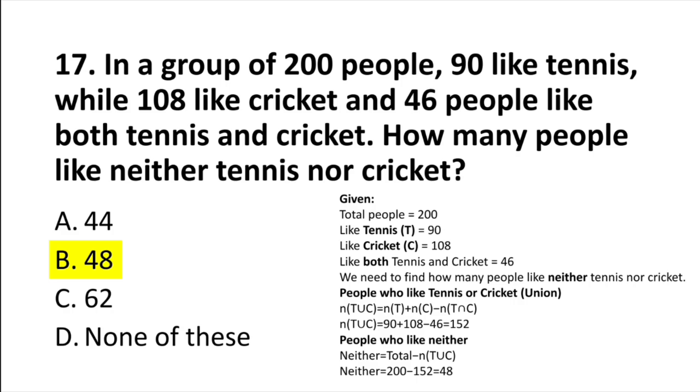Now coming to the people who like neither tennis nor cricket, because we have got the union of these two above. So total minus that number 152, 200 minus 152 equals 48 are the people who like neither tennis nor cricket. Option B is correct.